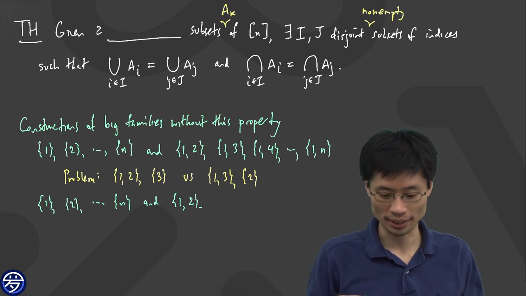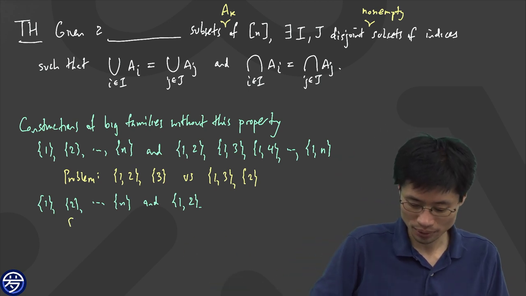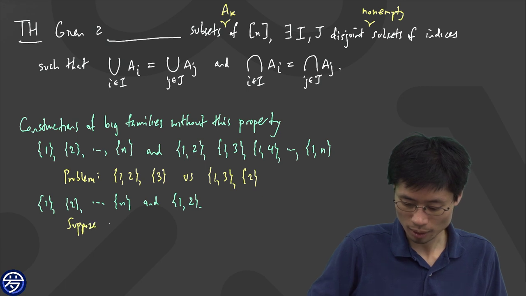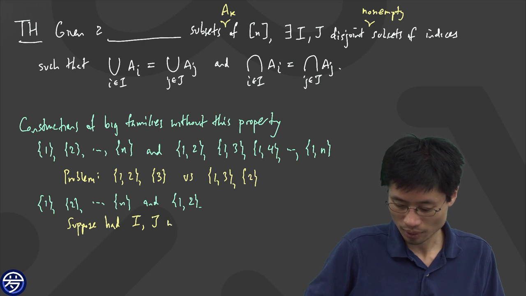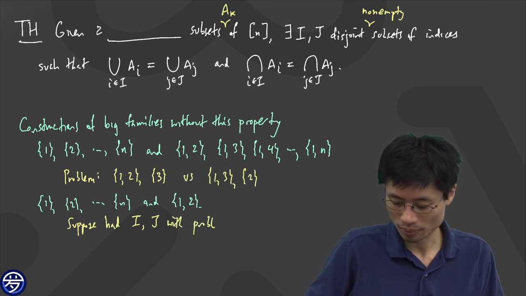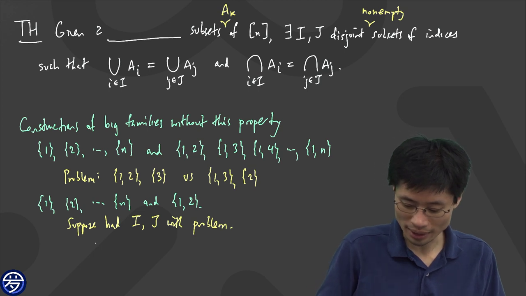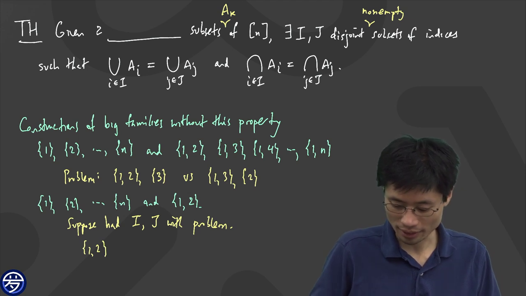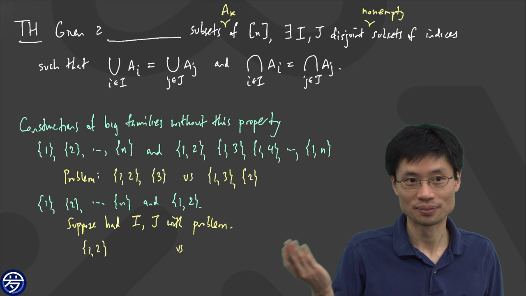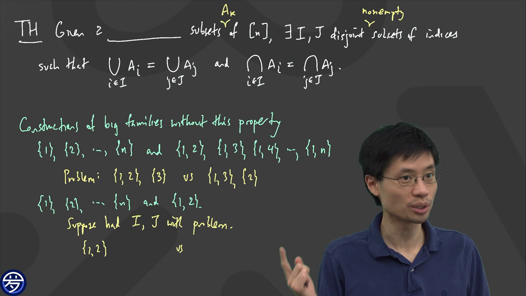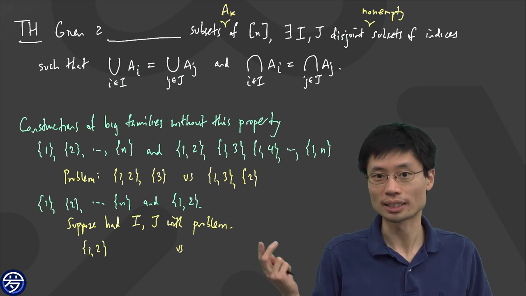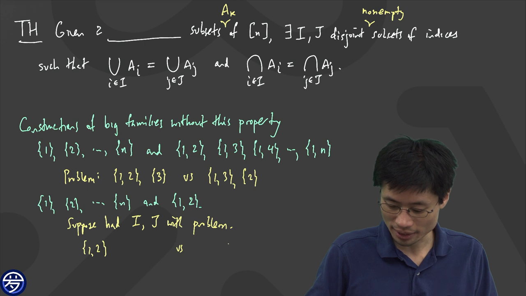So if you're going to make the union thing happen, let's suppose it had the I and J with a problem. Then what you have is on the one side, you'll have a 1, 2. And on the other side, there'll be a versus. The other side will not have the 1, 2. Okay, and now if I need to make sure the unions are the same, the other side has no choice. It has to use the 1 and the 2, right? No matter what, because otherwise I will not match unions. So the other side must use 1 and 2.